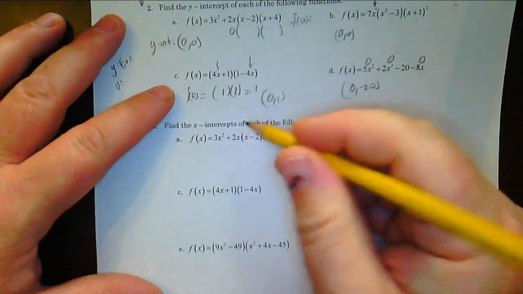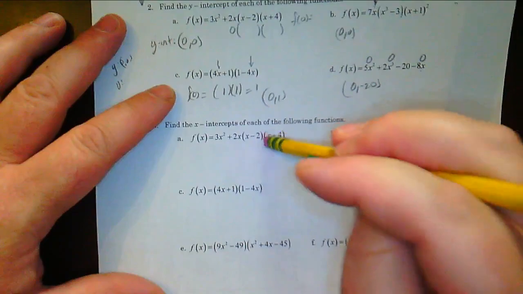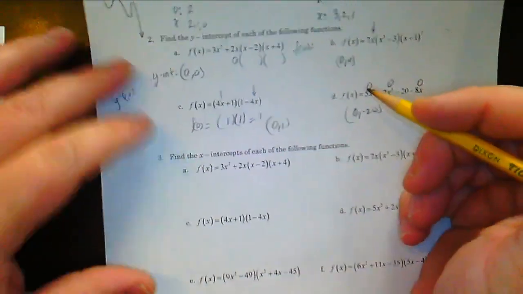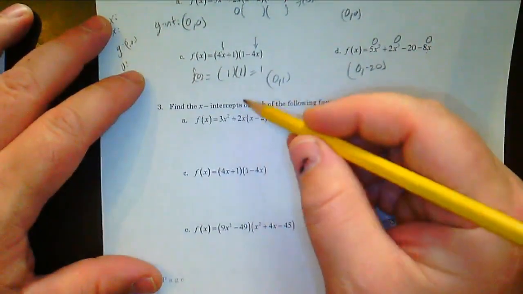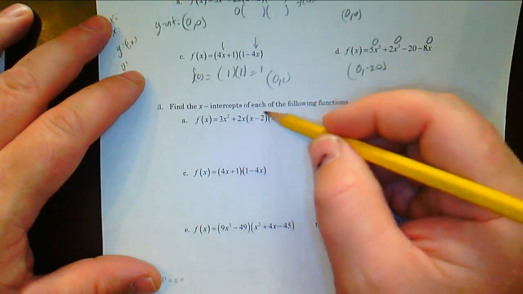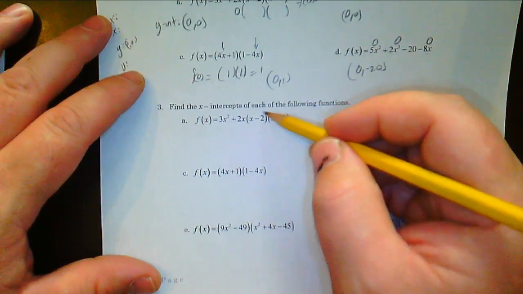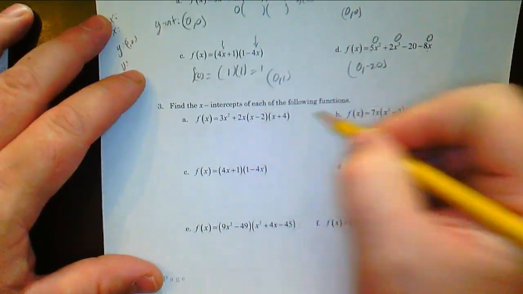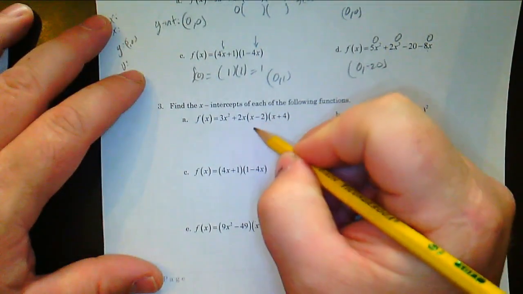Let's see. I don't think we can solve this one. Let's find out. It's going to be a degree of 3. So let's go ahead and do this right here. Let's see if we can find these right here.